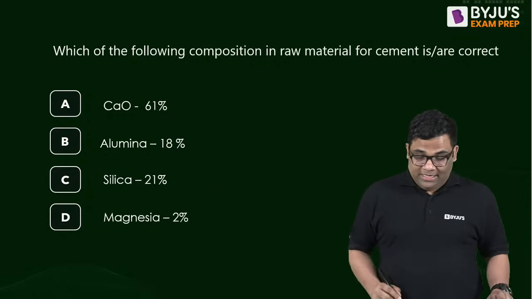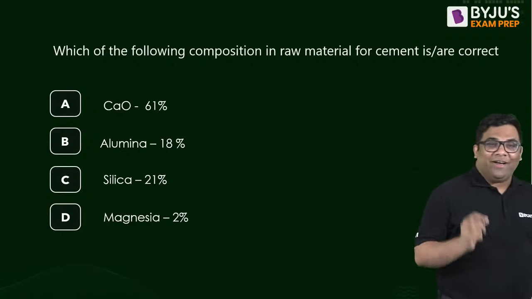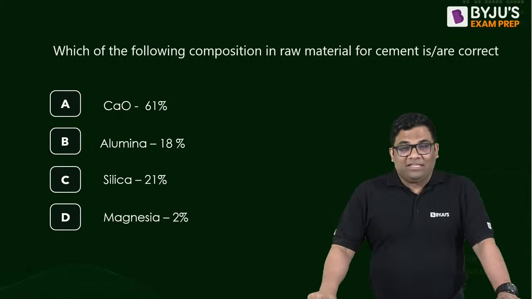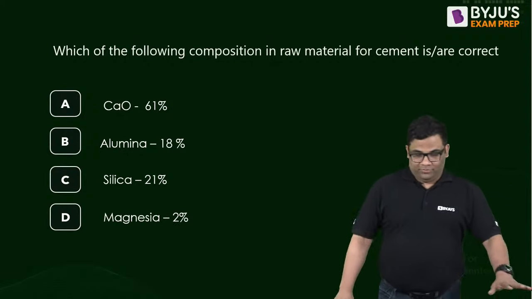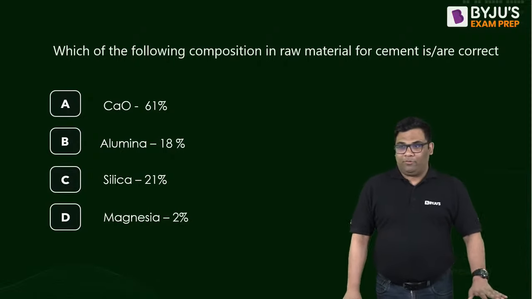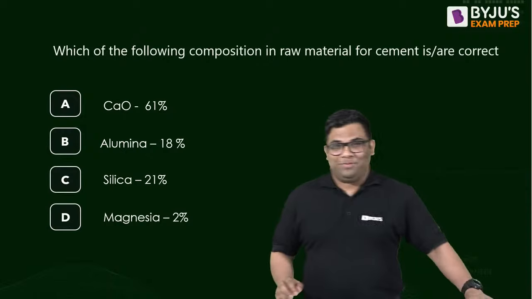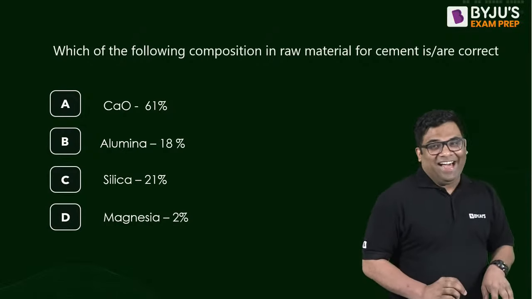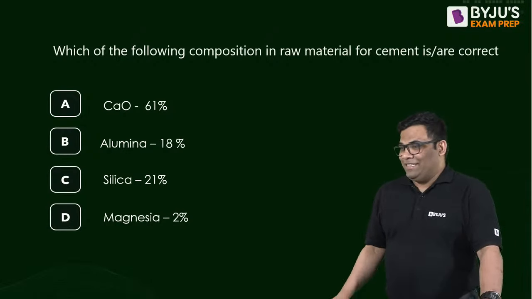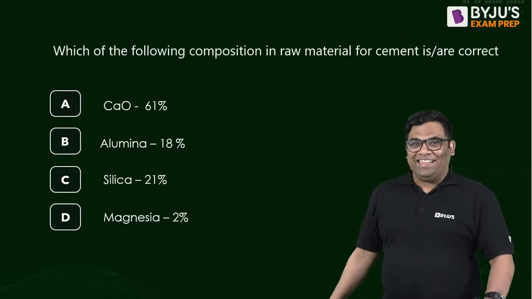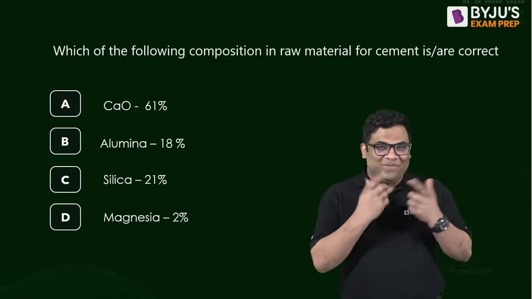Good students. Okay, answer this. Composition of raw materials. So I will do some small movement. I can move backwards today. Earlier I was confined to the chair. Today I can do some movement also.